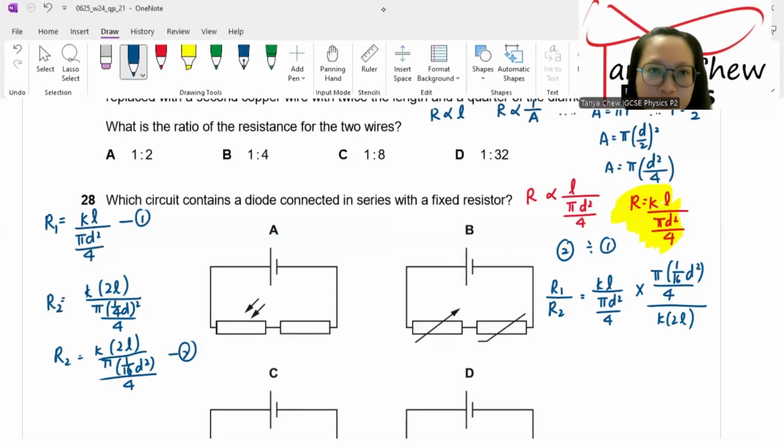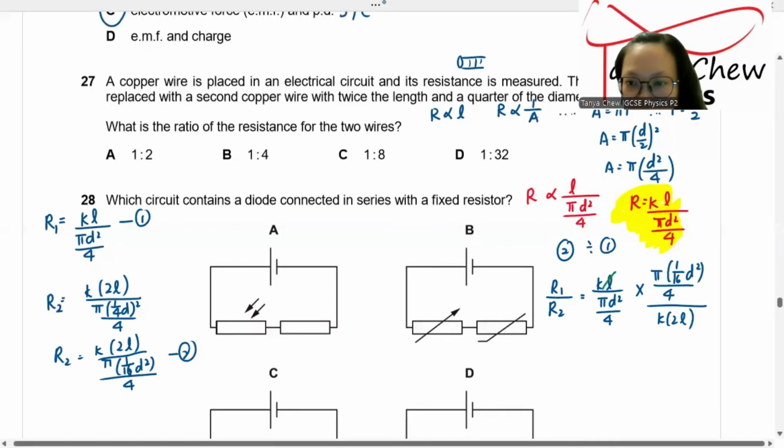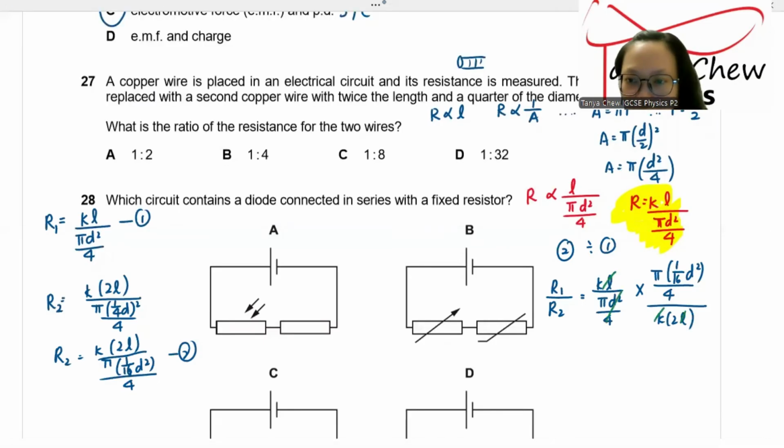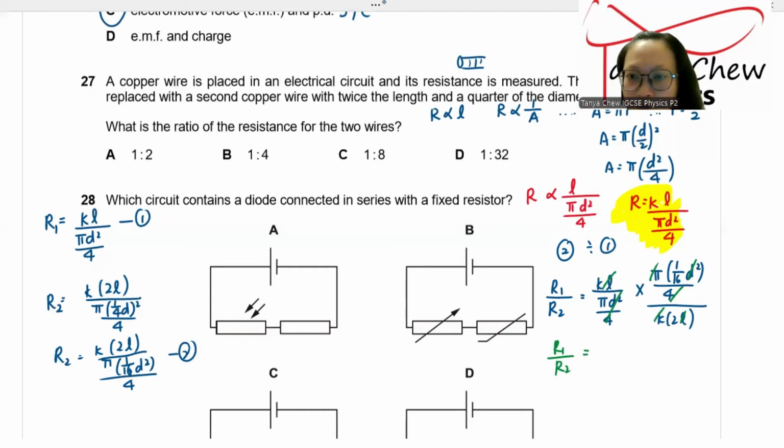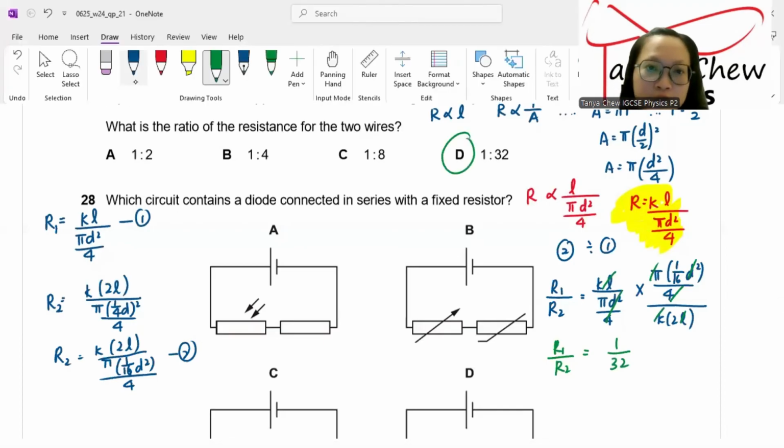Now, my favorite part is here. I love to cancel. KL, KL. Pi d squared over 4, pi d squared over 4. Could you see that? So R1 divided by R2 is equal to 1 over 16 divided by 1 over 2. So you get 1 over 32. So 1 to 32. So D is the answer.